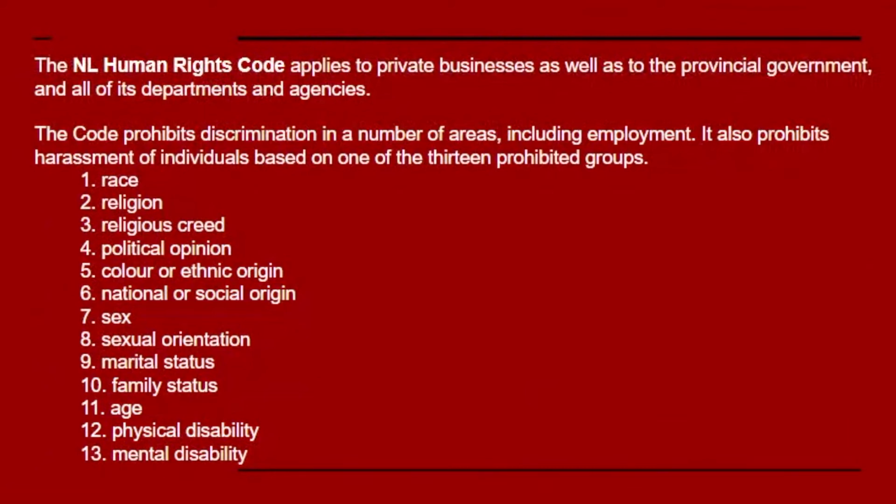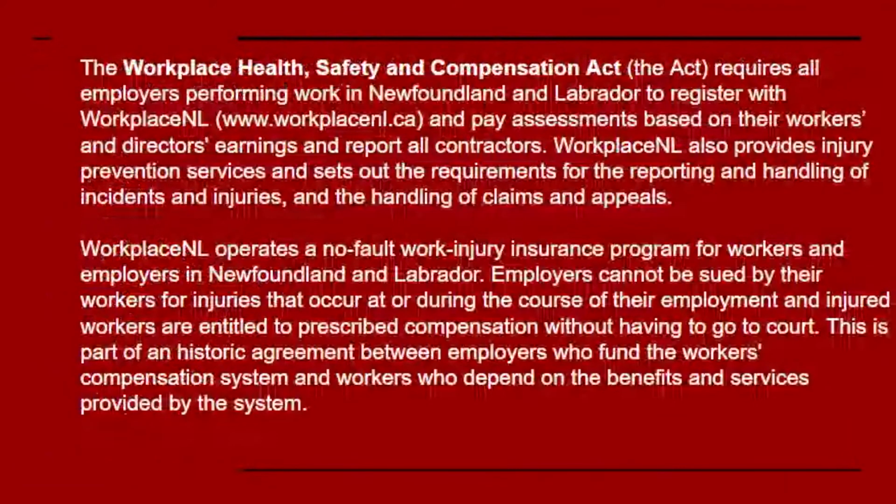We also have the Human Rights Code. The Human Rights Code is very good because when you go out and do the hiring, it says, look, when you hire someone, you need to make sure that you're not discriminating on the basis of something you're not allowed to discriminate on. What are you not allowed to discriminate on? Race, religion, religious creed, political opinion, color, ethnic origin, national or social origin, sex, sexual orientation, marital status, family status, age, physical disability, and mental disability. Those things are non-starters. You can't say, I did not hire you because of any one of those.